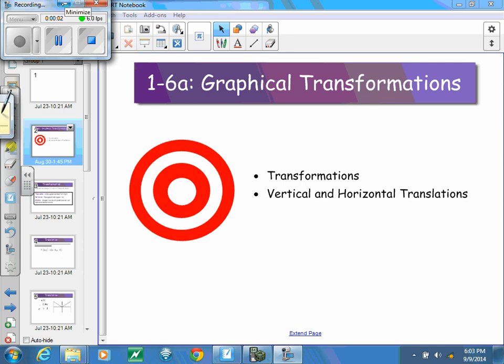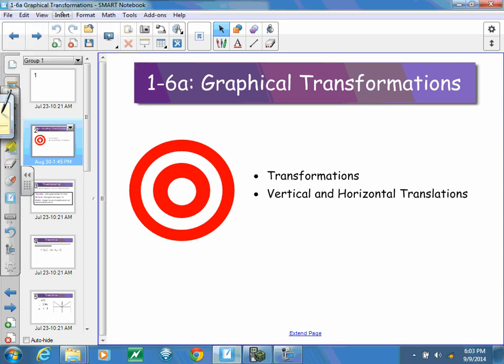All right, we're going to go ahead and get started with section 1.6, which is going to be broken up into 3 different parts. We're going to be talking about the different transformations that are possible when it comes to graphing. So today we're going to talk about just what are the different transformations that are out there. And then more specifically, we are going to focus in on the vertical and horizontal translations with graphing.